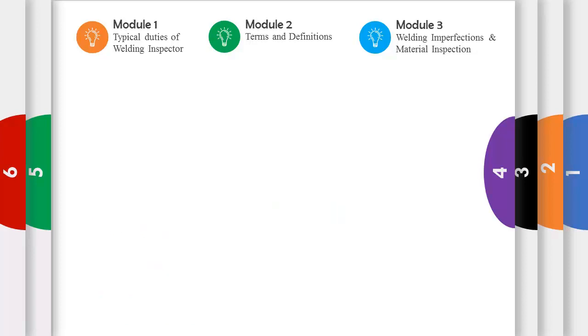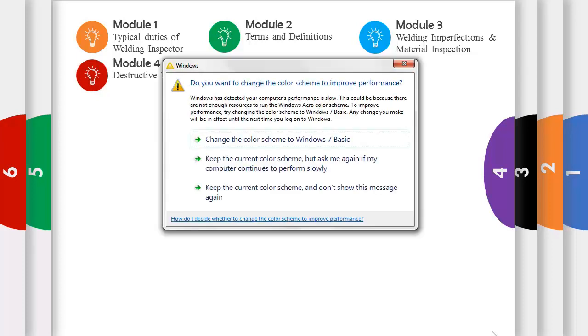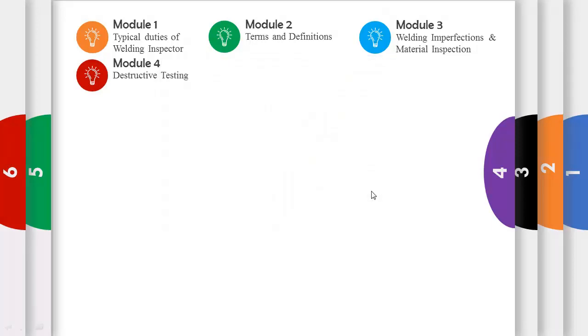The fourth module is destructive testing. In this module we will discuss a wide range of mechanical tests and their purpose, test types, pieces and objectives: transverse tensile test, all weld tensile test, impact toughness test, hardness testing, crack tip opening displacement testing, bend testing, fracture testing, and macroscopic examination.